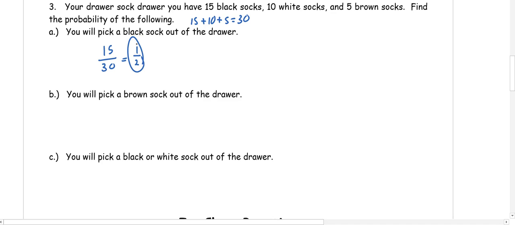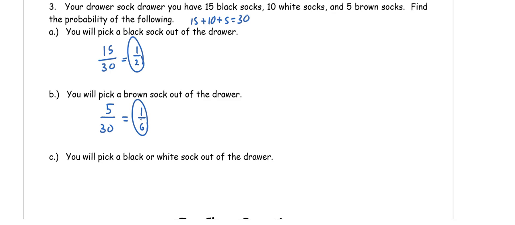What's the probability you will pick a brown sock out of the drawer? Well, there's 5 brown socks out of the total 30 socks. Both of these numbers are divisible by 5, so this reduces to 1/6. What's the probability you will pick a black or a white sock? So there's 15 black socks and there's 10 white socks. So when I add those together, that gets me 25 out of the total 30 socks. Both numbers are divisible by 5, so this gets me 5/6.